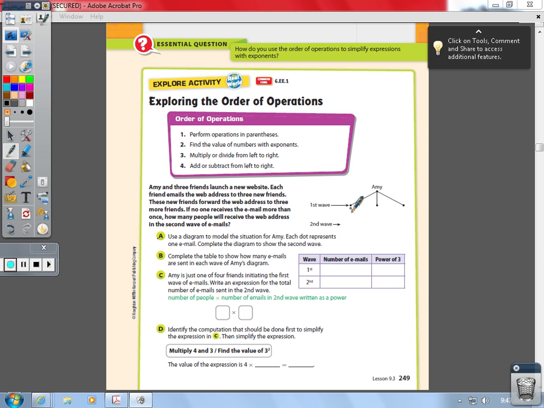So the first wave, she sent it to 3 people, 1, 2, 3. So each one of those is going to send it to 3 people, 1, 2, 3, 1, 2, 3, and 1, 2, 3. So we can see that in wave 1, Amy sent it to 3 people, and with an exponent that would be 3 to the power of 1. In the second wave, we can see they sent it to how many total emails? 1, 2, 3, 4, 5, 6, 7, 8, 9. And 9 is 3 to the power of 2.